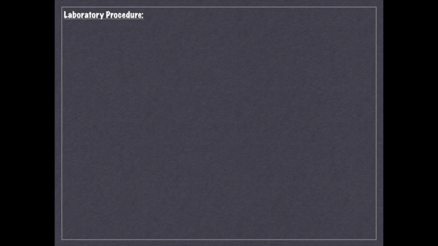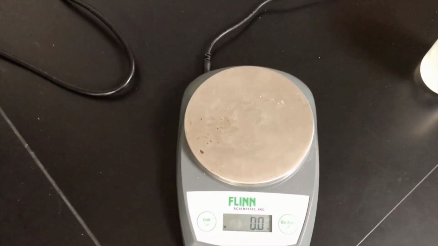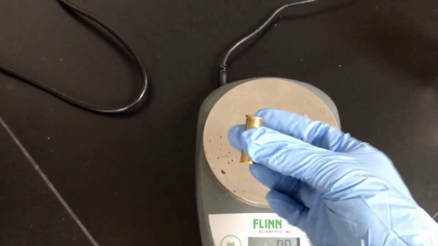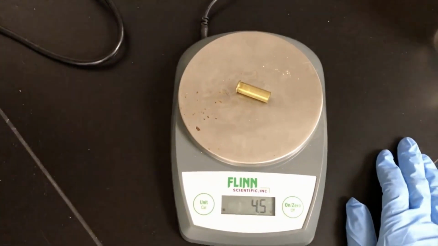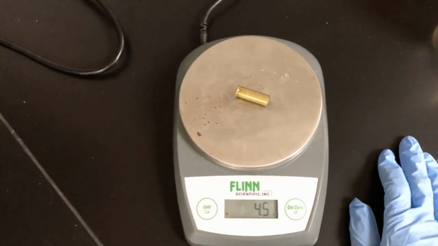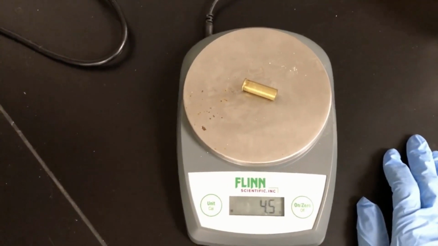So here's the laboratory procedure. Step 1, you're going to determine the mass of the brass shell casing, and then you're going to put it into a small beaker. Let me show you what that looks like. The first thing we're going to do is weigh your shell casing. So you're going to find the mass of it, and using that mass, you need to determine the volume of nitric acid that you need to add in order for all of it to react.